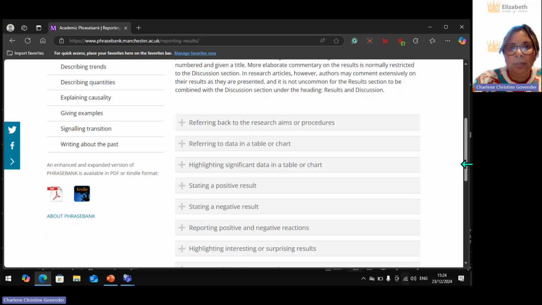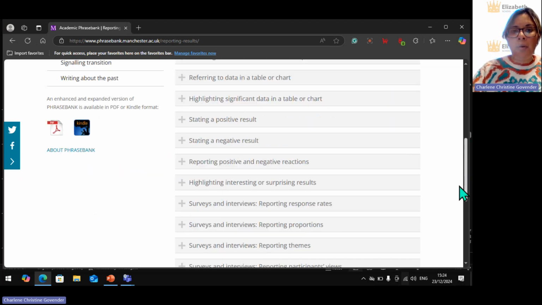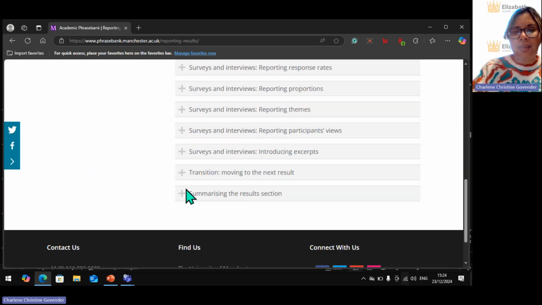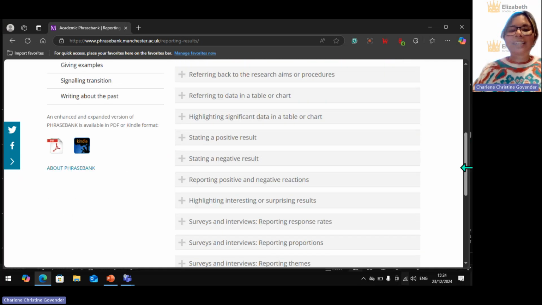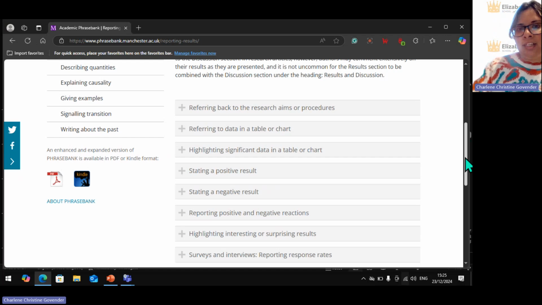And then you'll see, starting from referring back to the research aims or procedures and scrolling all the way down to summarizing the results section. So it's quite an intensive list, okay? It explains everything you need.